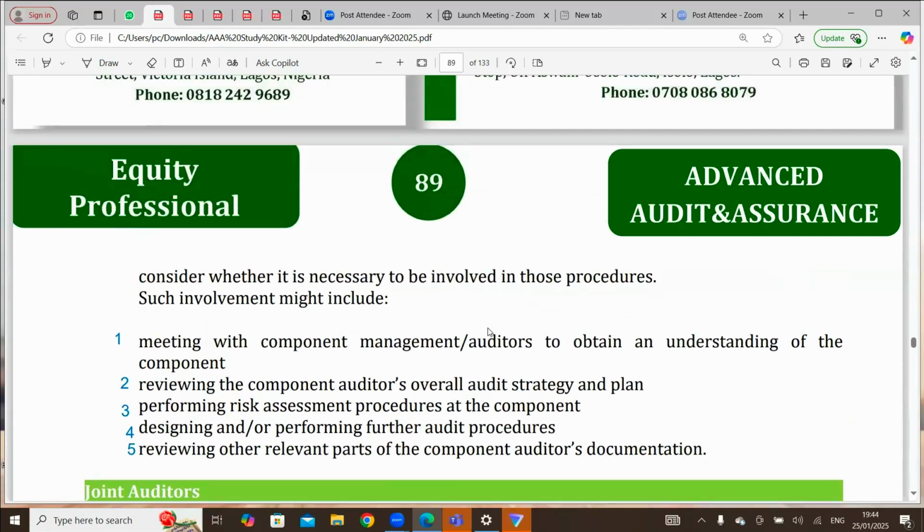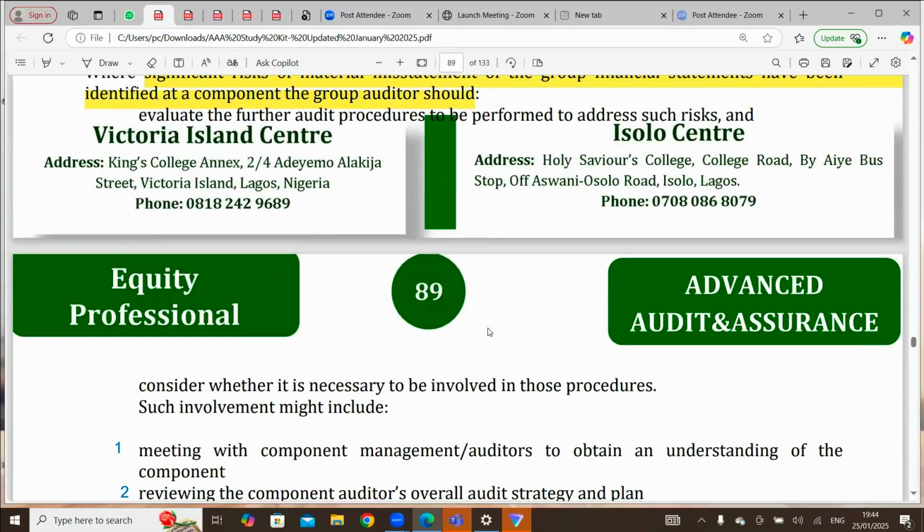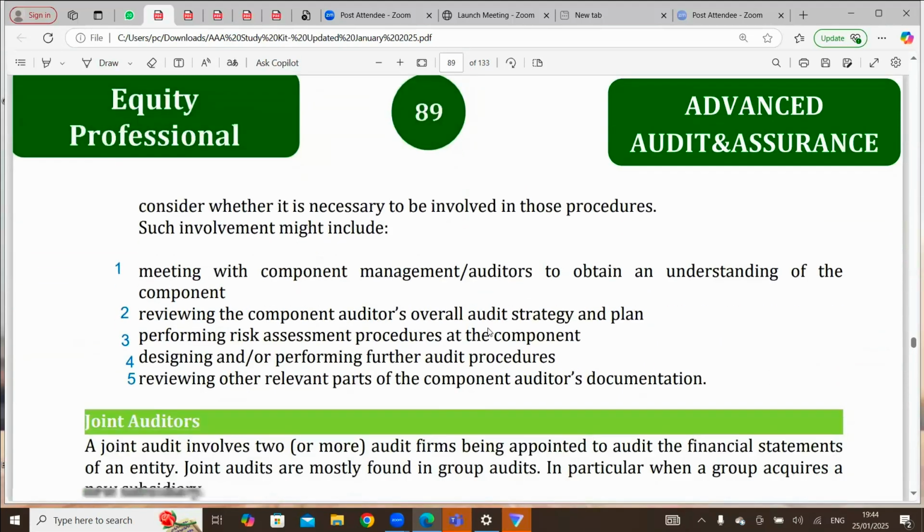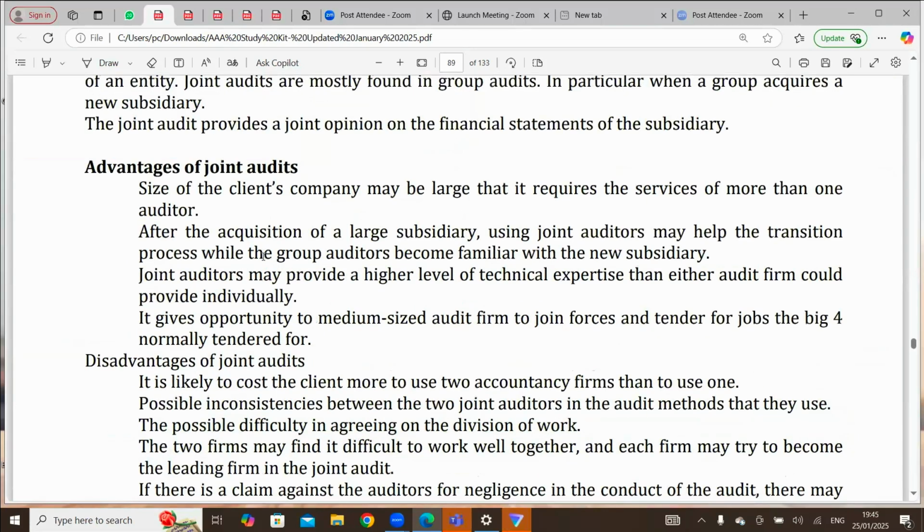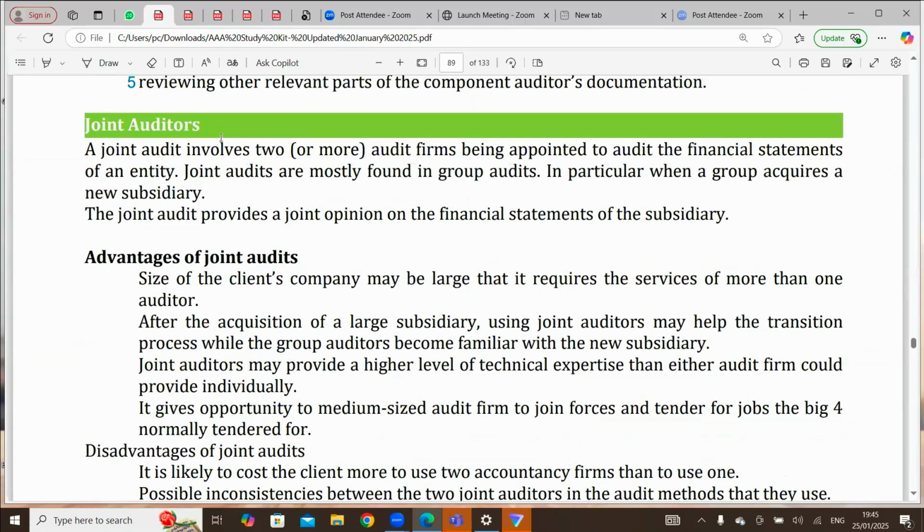Yeah, and then we now move on to when there is still a significant risk of material misstatement, what should the group auditor do? That's why we say he has to obtain understanding from the component auditor and the component auditor's management to say, okay, what's going on? He has to review their overall audit strategy. He has to perform risk assessment procedures and decide if he wants to add further audit procedures before he reviews the component auditor's documentation to say, okay, what are the things that you have put in place before, and how can we make sure that these things are actively solving a problem for us.